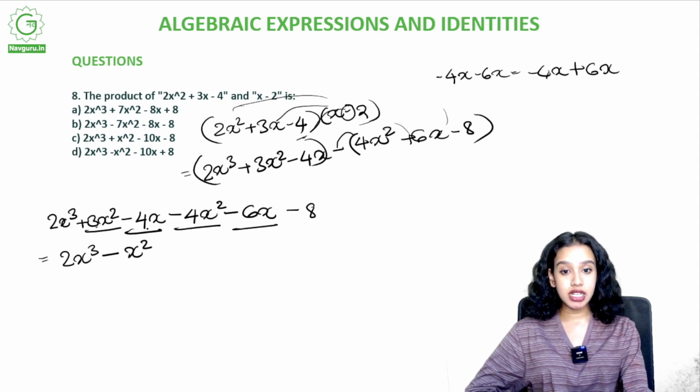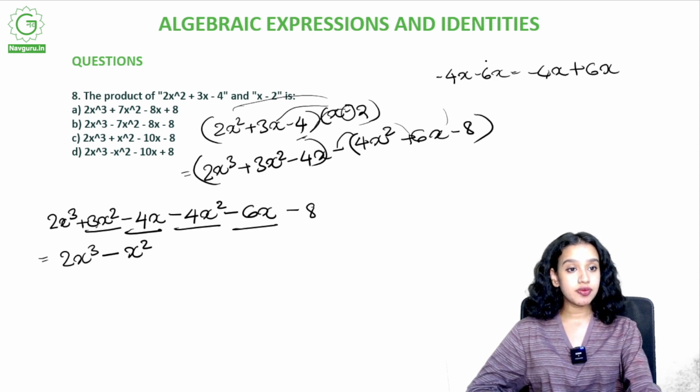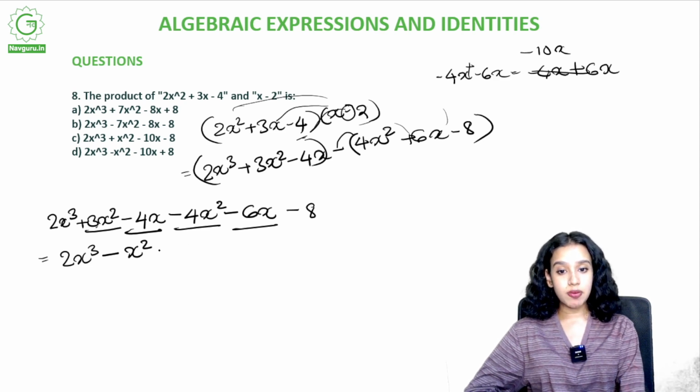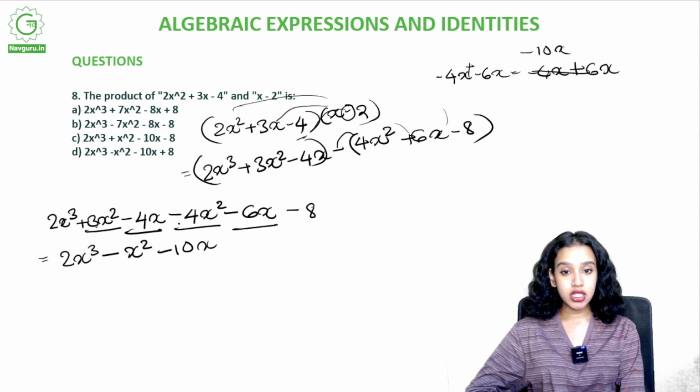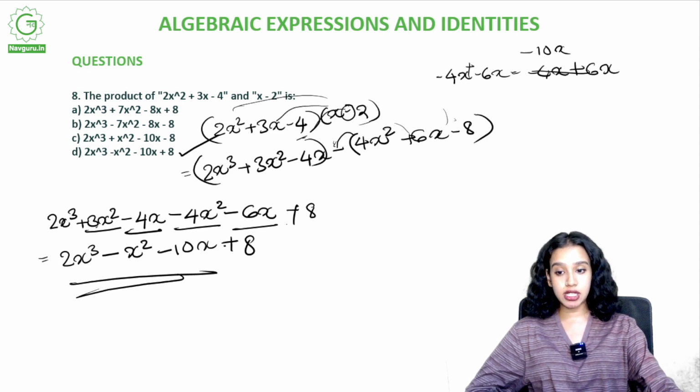No, this would be minus 4x and minus 6x. We add it together, we have minus 10x, right? So it's minus 10x, and then we have minus 8 as the balance. Minus and minus becomes plus, right? So we are multiplying negative inside and we'll get plus. So this would be plus 8. So the answer is 2x cube minus x square minus 10x plus 8.